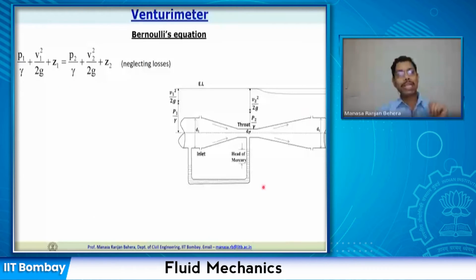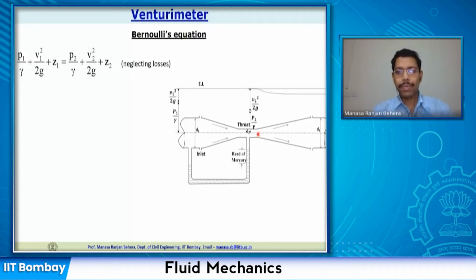So if you apply Bernoulli's equation, you can write P1 by gamma plus V1 square by 2g plus Z1. Assuming this Z1 may be the same on both sides, but right now let us write the full equation. So plus Z1 is equal to the total energy here at section 2. What is that? It is P2 by gamma plus V2 square by 2g plus Z2, and losses are neglected. So now this is our Bernoulli's equation applied to these two sections.